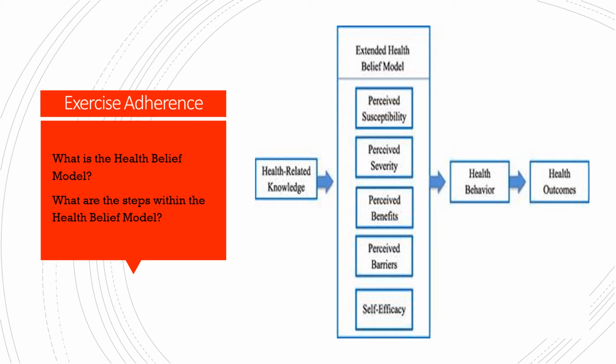So perceived susceptibility. This component refers to whether the current lifestyle that the individual has will have a negative outcome. Perceived severity is the component that refers to what the consequences of a negative lifestyle will be. Perceived benefits is the component that refers to what can be gained by the individual if they change their lifestyle. Perceived barriers is the component referred to what is stopping the individual from changing their lifestyle.